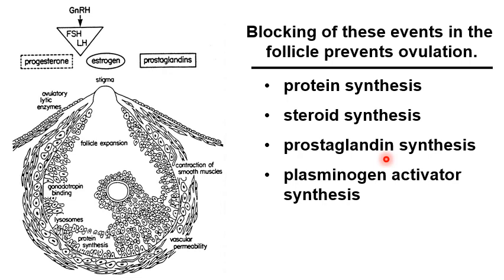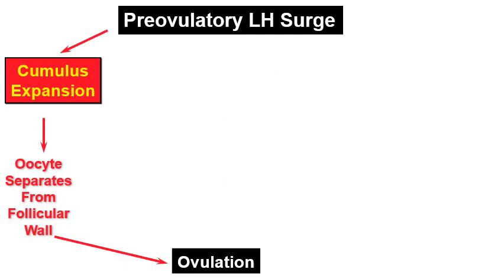We also have the synthesis of the plasminogen activator. This is also very important for ovulation. So when we inhibit these events, it will also inhibit ovulation. The slides to follow will enumerate the important events that will lead to ovulation.